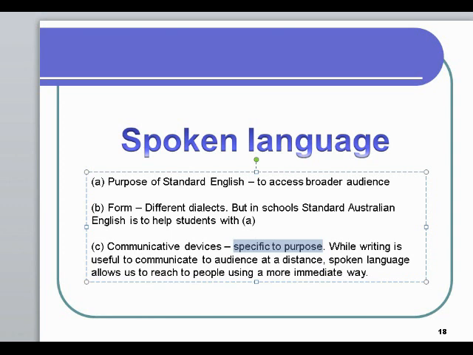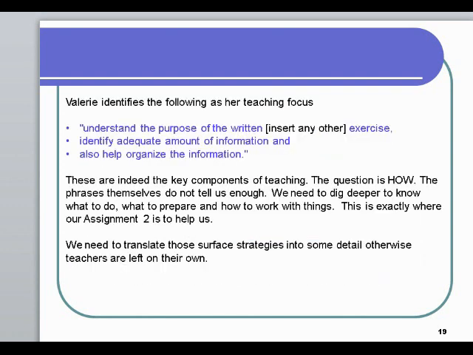So this is a summary. Purpose, broader audience, form, differences, but we want to communicate, so we need some sort of shared device. And many devices, the devices will differ in their specifics depending on the purpose. And we need to have an oral language and we need to have control over our oral language so that we can link up with people in a more immediate way.